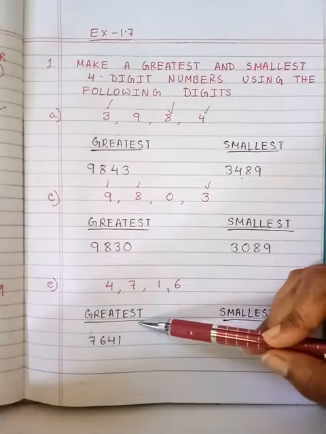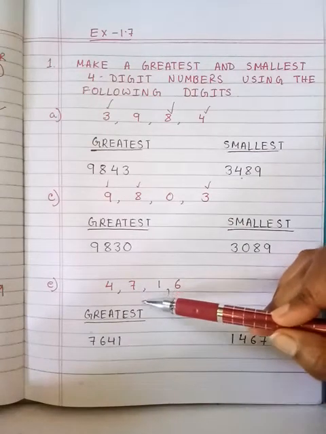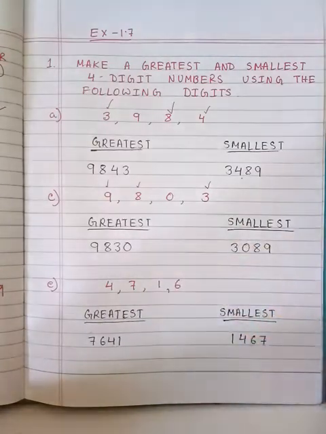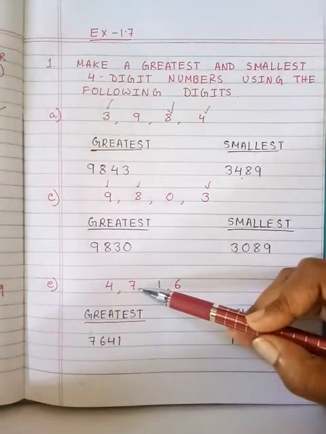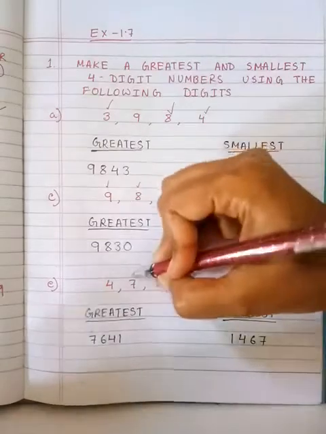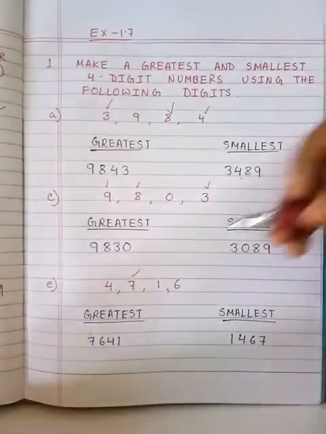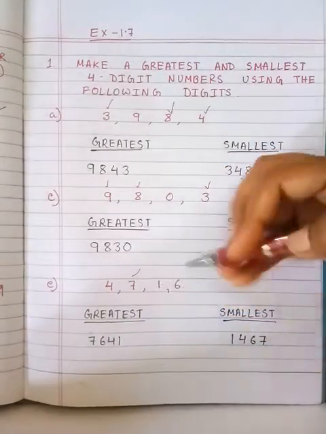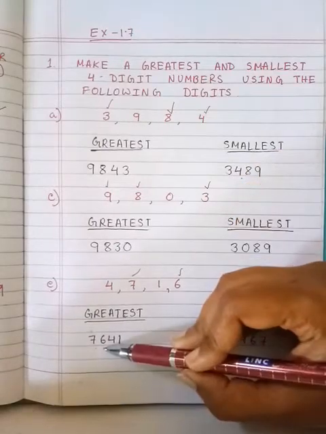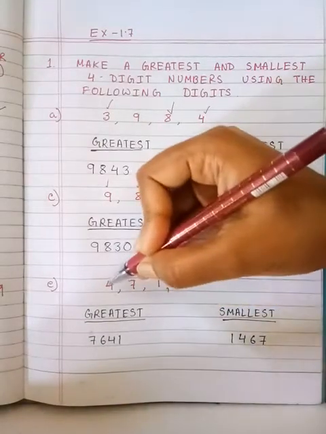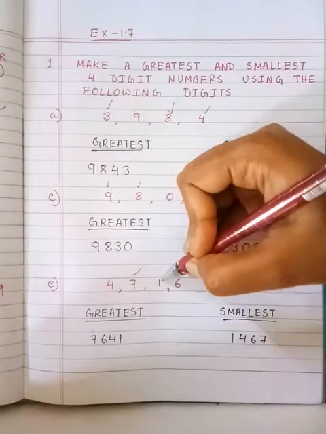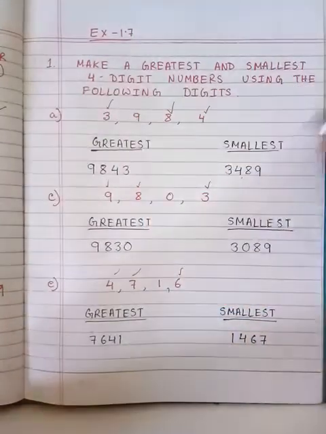Greatest number. For the greatest number, you have to arrange in descending order. Descending order means greatest to smallest. Here the greatest number is 7. First write down 7. Then amongst 4, 1, 6, 6. Write down 6. Between 4 and 1, 4. Write down 4. Then 1.